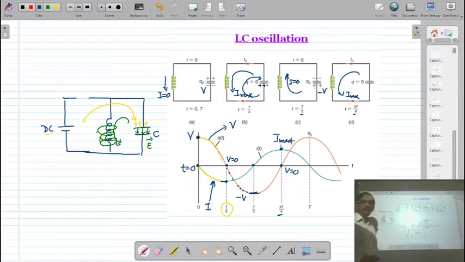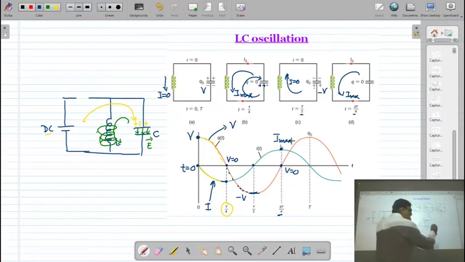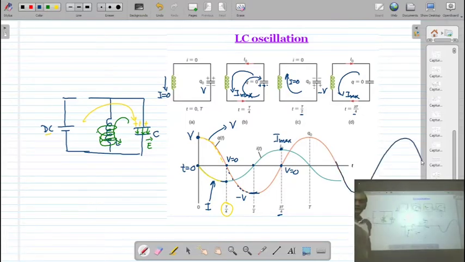So in this way, this process is going to continue. The capacitor goes on charging and discharging, then the current in the inductor increases, and then it is going to decrease. So this is the ideal case where we have an ideal inductor and an ideal capacitor. Then this oscillation will continue like this.